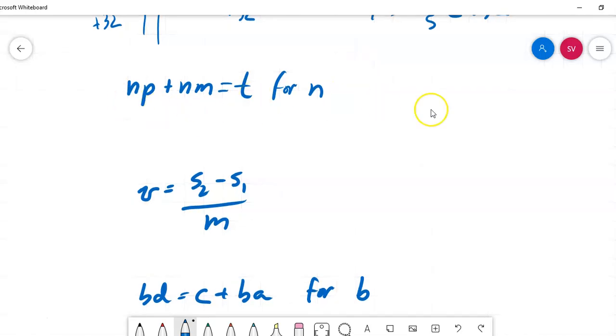Let's take a look at this one here. I have NP plus NM is equal to T. I want to rearrange for N. How do we do that? It's in two spots. Well, we factor. We look at what's common between here, what's common between here. Whatever's common, we factor out. And then whatever isn't common, we put right back in parentheses.